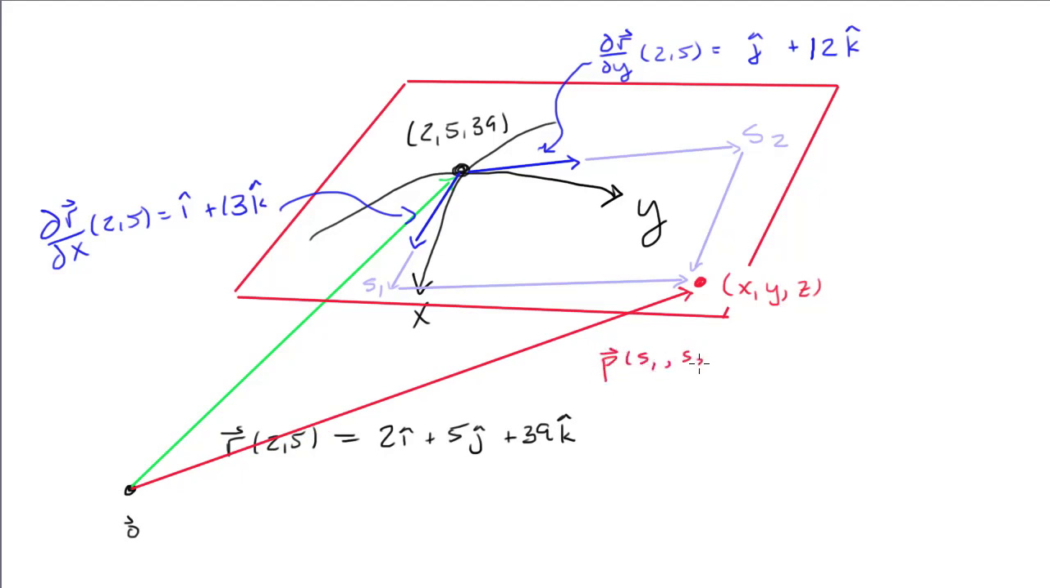So the push to the point, the green vector, a scale of one of the blue vectors, one of the slope vectors, and a scale of the other slope vector.